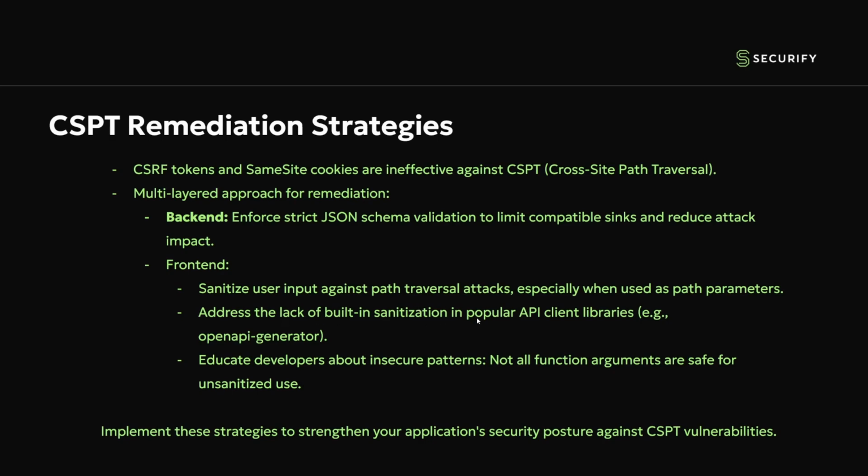Next, addressing the lack of built-in sanitization in popular API client libraries, for example OpenAPI Generator. In the research paper that we talked about earlier, the researchers were able to also identify similar vulnerabilities in different client libraries that are openly used by many developers. One example has been shared here, and in their white paper they have shared different examples as well. The functions being used are not properly sanitized, so anytime we use those functions, sanitization should be addressed by the developers using them. This is the lack of built-in sanitization in open source client libraries.